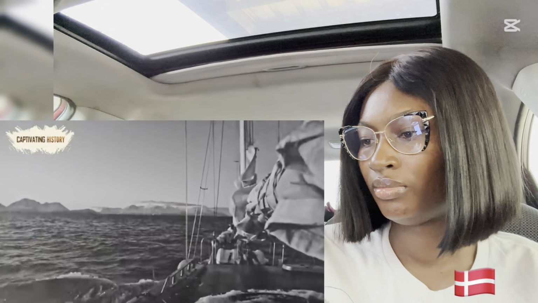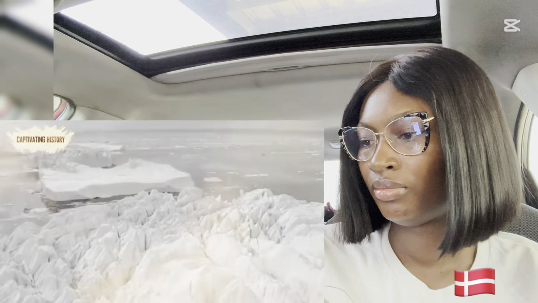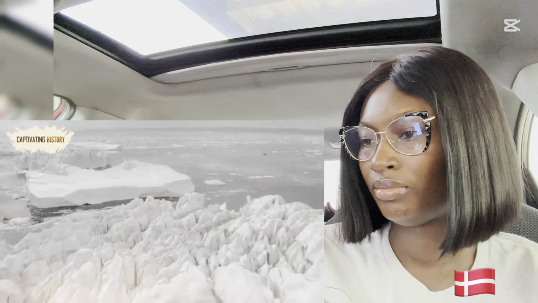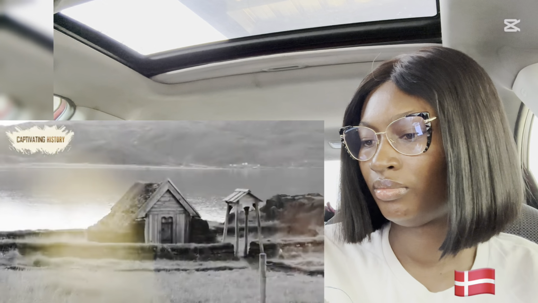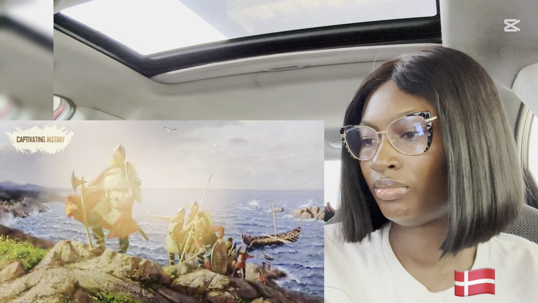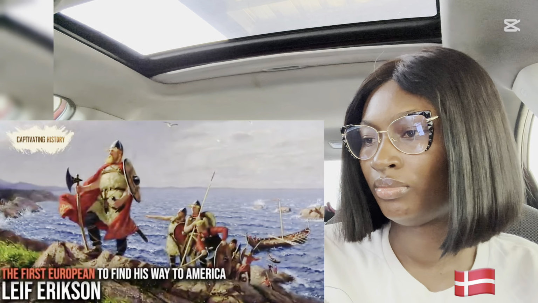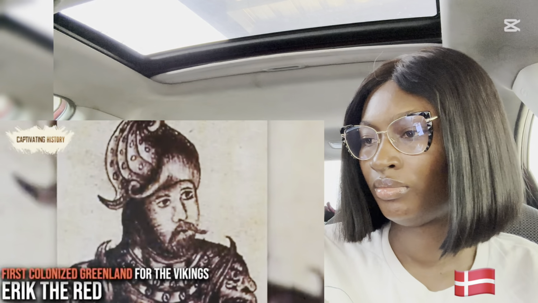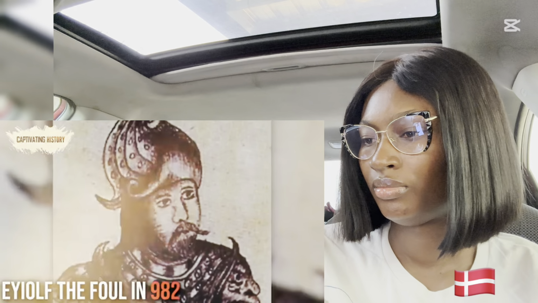The island is the least densely populated region in the entire world, and for a good reason. Despite the green in the name, its icy tundra makes an immediate impression as one steps onto the island. One might assume that the terrain has remained virtually unchanged since the Norsemen made their first appearance. People have often heard of the famous voyager Leif Erikson, the first European to find his way to America. Leif's father, Eric the Red, first colonized Greenland for the Vikings. And when he killed Eyjolf the Foul in 982, the wheels of Viking justice were set in motion.